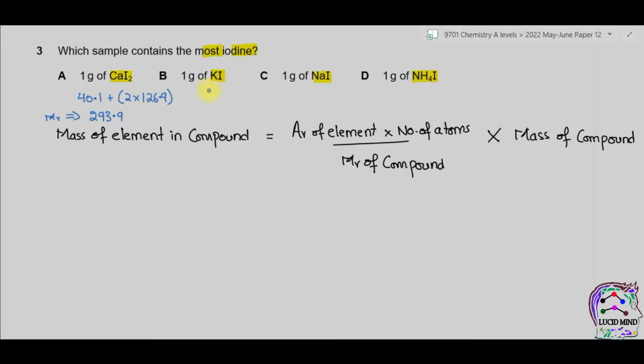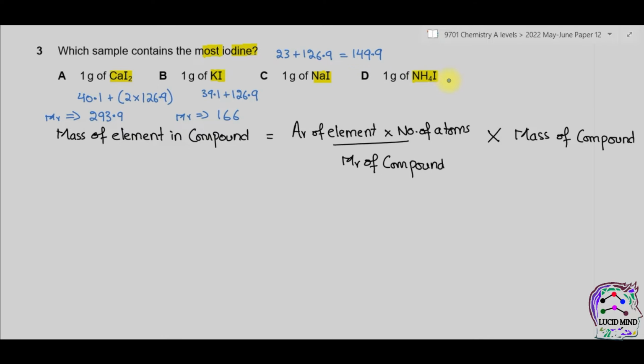Similarly for KI, we have 1 potassium, 1 iodine, so 39.1 plus 126.9. So the MR is equal to 166. Similarly for sodium iodide, we have sodium which is 23 plus 126.9 for 1 iodine, so it is equal to 149.9.